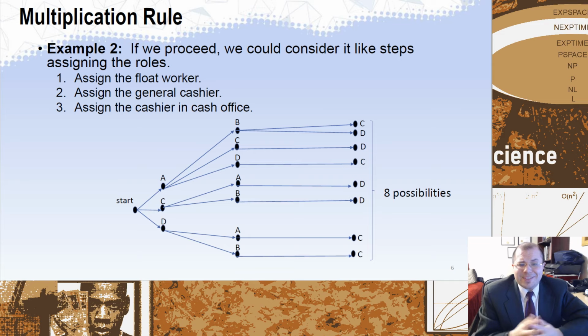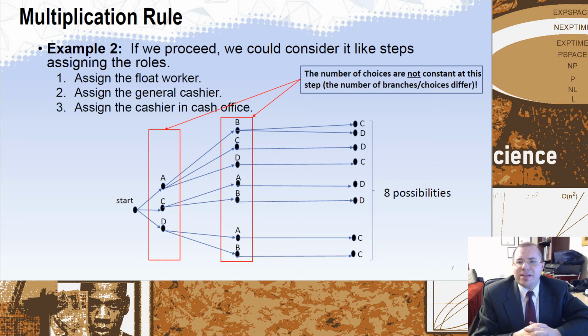However, you'll notice that there's something a little bit odd about this. I want you to observe that the number of choices is not constant at either of these 2 steps that I've indicated in red. When I select the general cashier from step 1 to step 2, sometimes I select Alice, sometimes I pick Charlie, sometimes I pick Drake. Sometimes that actually changes how the constraints apply when I assign the roles. It changes how I have to select the workers. So hence, they are not constant among the choices I make.